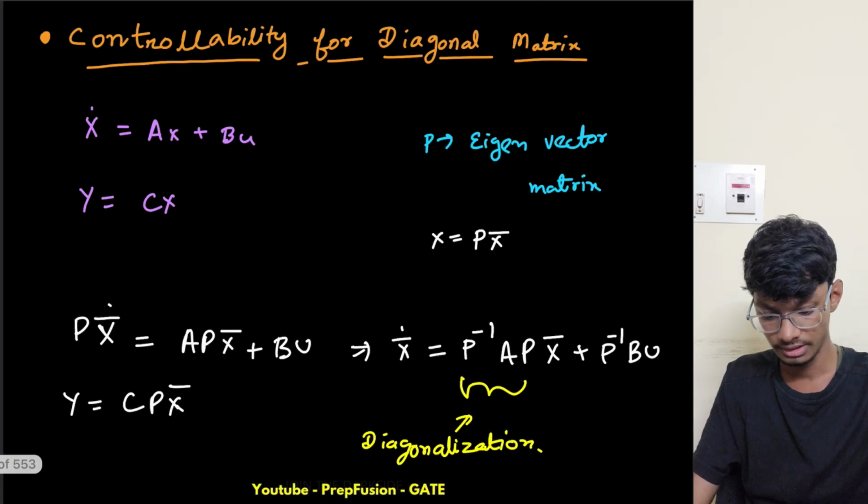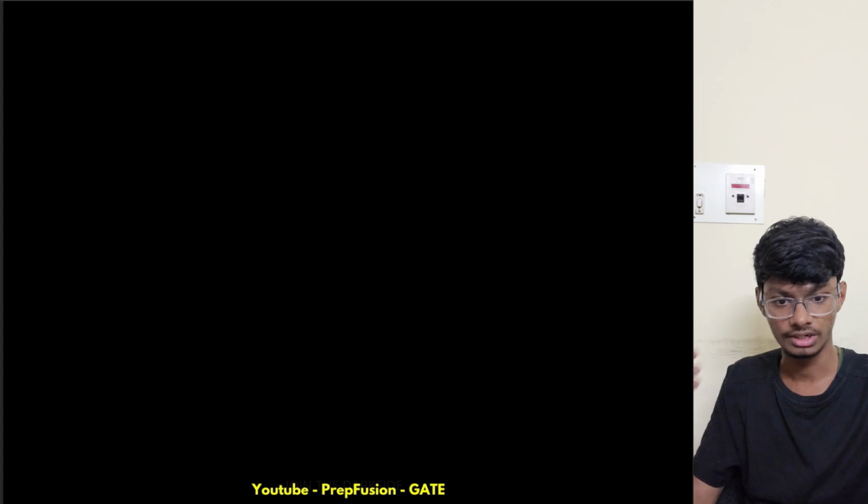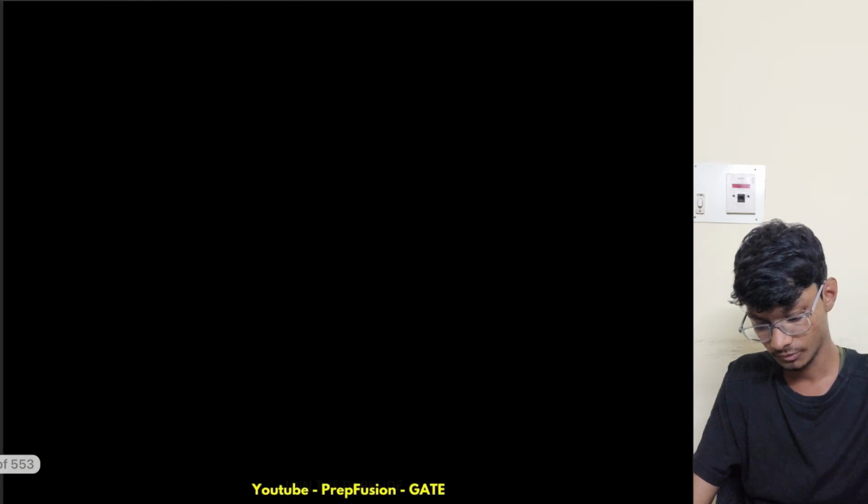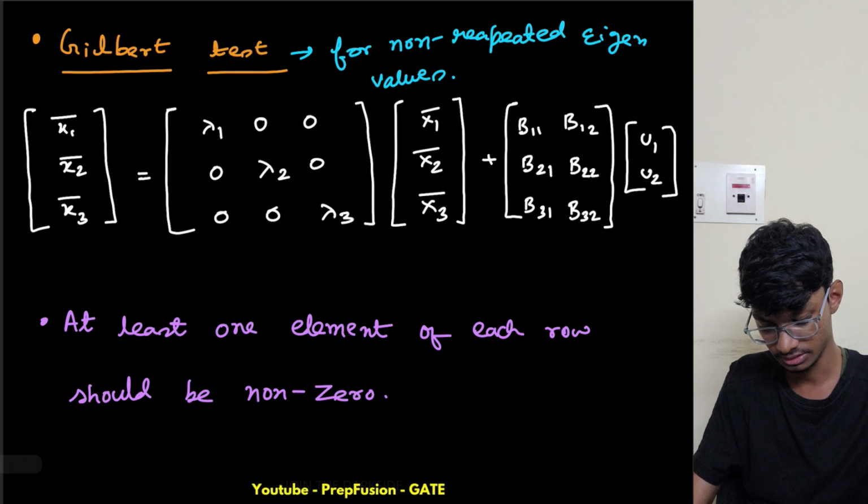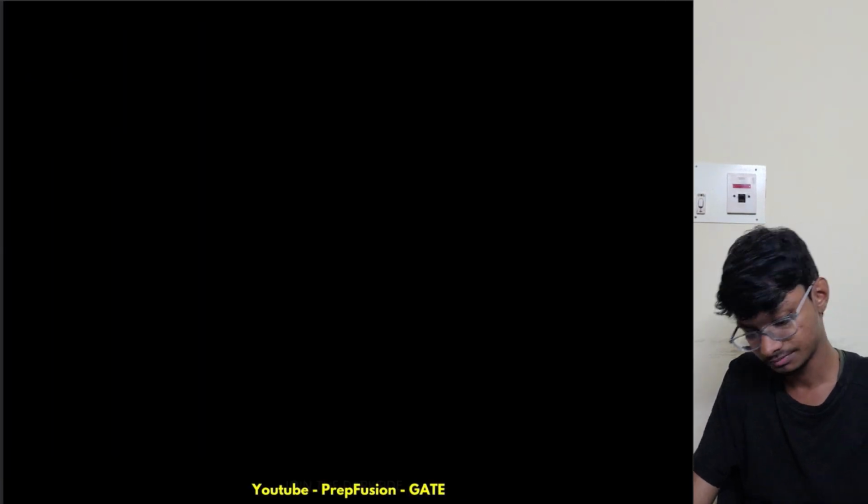Now let's check for repeated eigenvalues. What happens for repeated eigenvalues? Where am I here? This one I just did. So what happens for repeated eigenvalues?